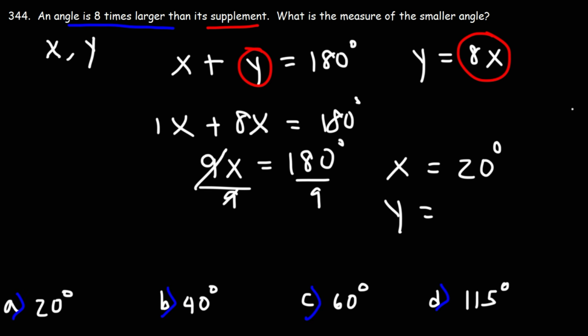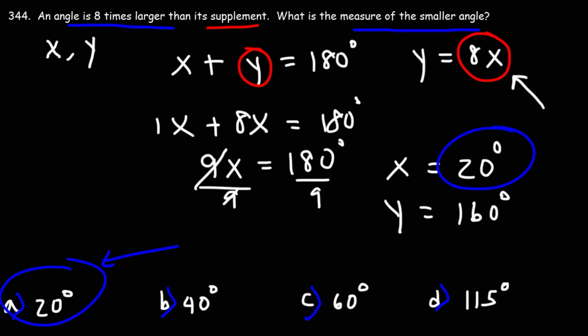Y is 8 times that. So 8 times 20 is 160. And they both add up to 180. Now, our goal is to find the measure of the smaller angle. The smaller angle is 20, so A is the answer.